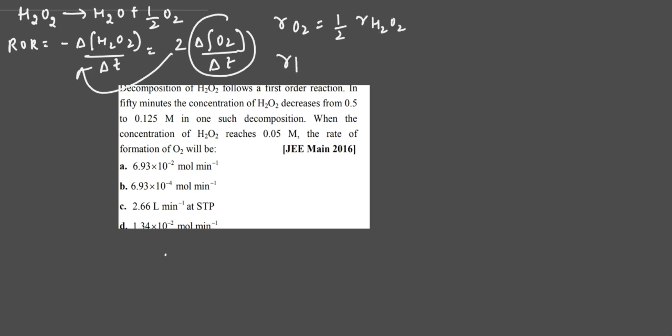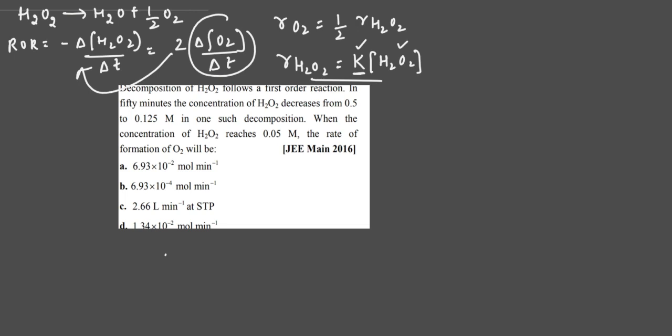The rate of decomposition of H2O2 is equal to K times the concentration of H2O2. So this I have written from the rate law. So I need the value of H2O2 and the value of the rate constant. Once I have these two values, I can get the rate of decomposition of H2O2, and after that, I will calculate the rate of formation of O2. So my first aim here is to calculate the value of K.